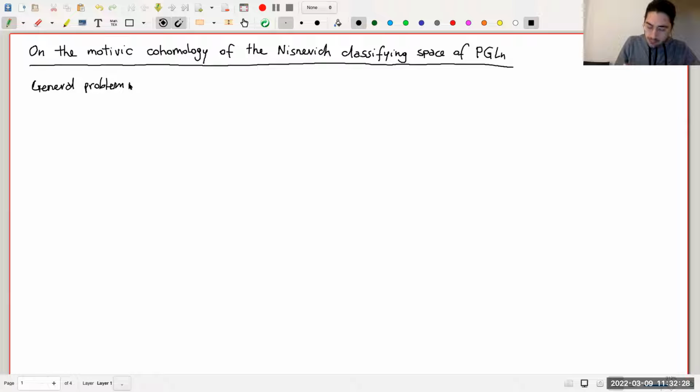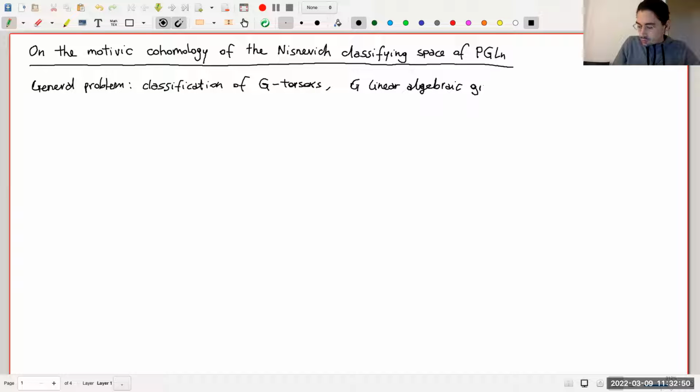So the general problem is the classification of G-torsors, where G is a linear algebraic group over some base field K. Well, of course, this is a huge, very general problem, and if we want to tackle it by, let's say, motivic homotopy means, then of course we have to keep in mind two very important spaces in motivic homotopy that are related to this problem.